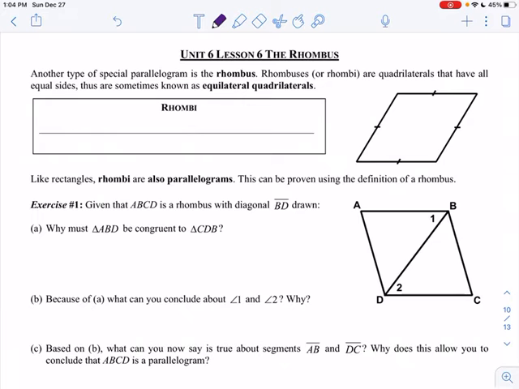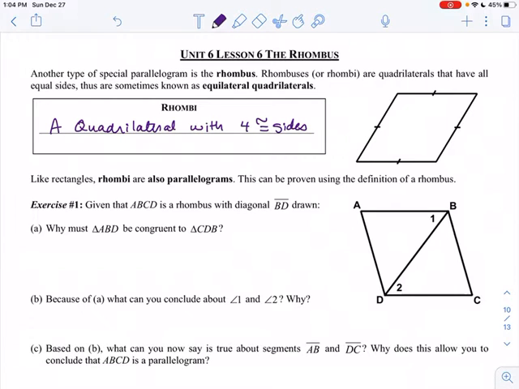All right, so a rhombus is a quadrilateral. Whoops, I'm spelling quadrilateral wrong. Sorry about that. Quadrilateral with 4 congruent sides. It is a parallelogram though, so it has all the properties of a parallelogram, plus it has some extra properties which we're going to discover.